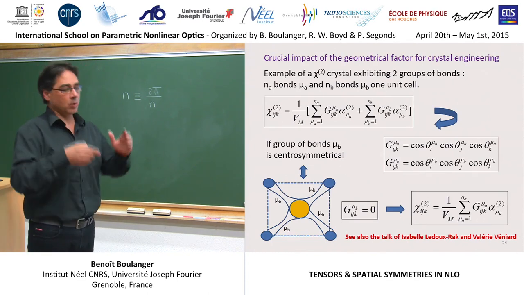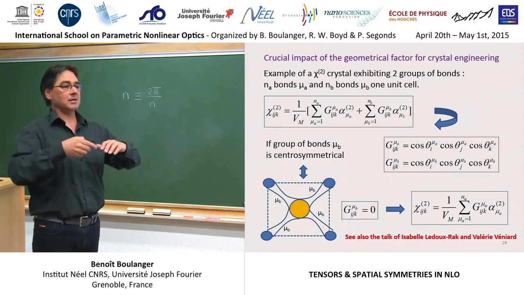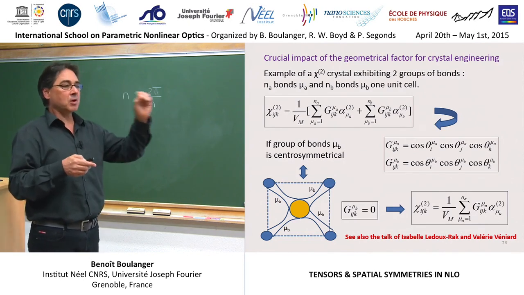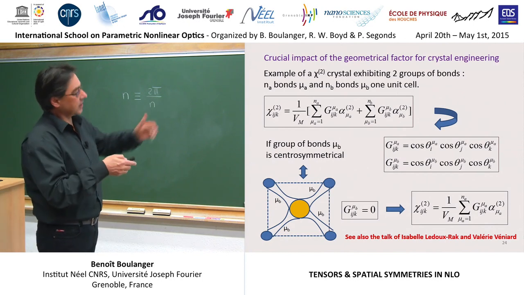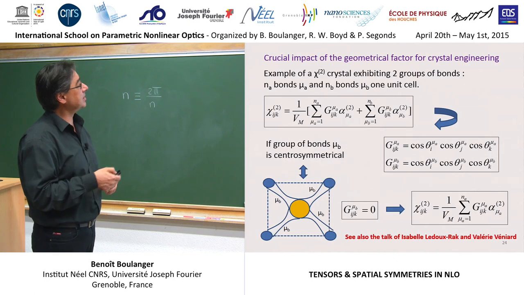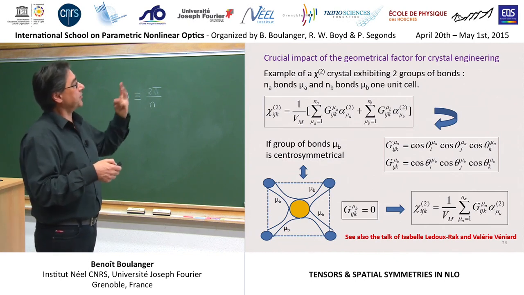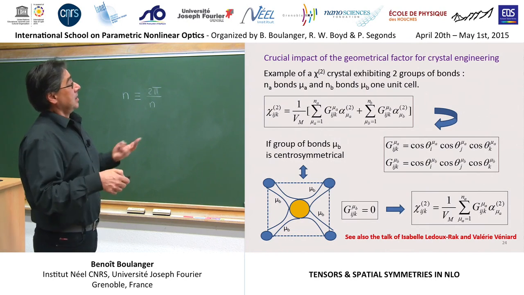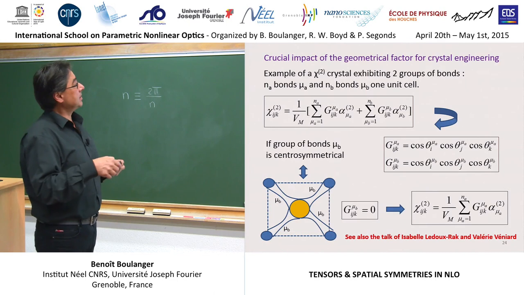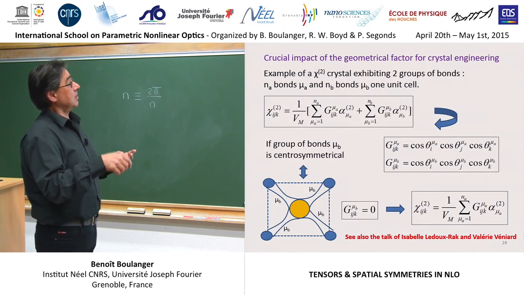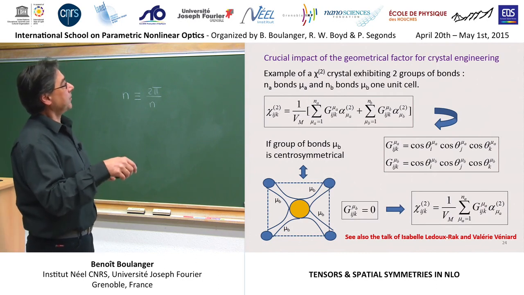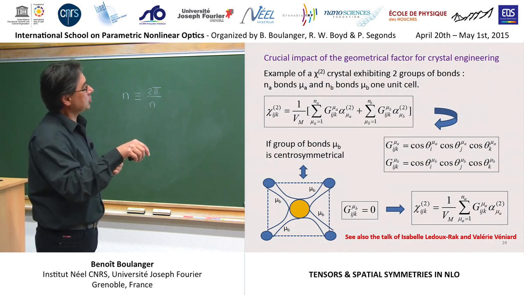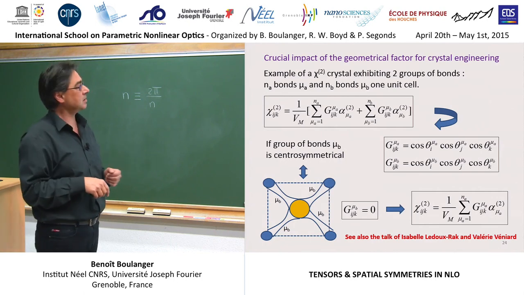imagine that we want to conceive the best chi2 material in the world. And so we are very good chemists, so we know exactly the chemical bonds which have the bigger alpha 2 tensor, the bigger hyperpolarizability. And imagine that we have two kinds of chemical bonds in this crystal, bonds mu A and bonds mu B. The macroscopic susceptibility, chi2, will be given by the oriented sum of the things we saw previously for bonds mu A and bonds mu B, where G here corresponds to the product of the cosine directors.